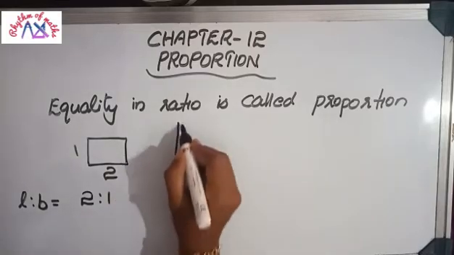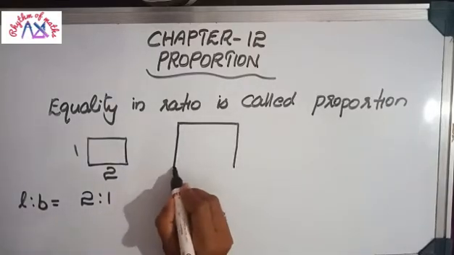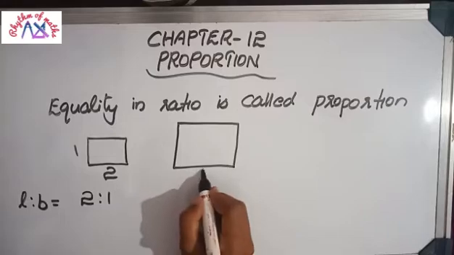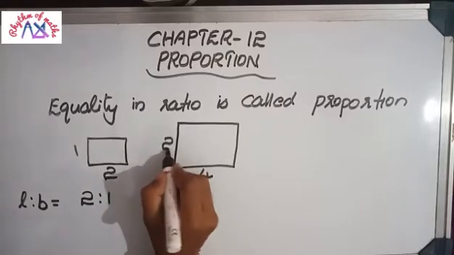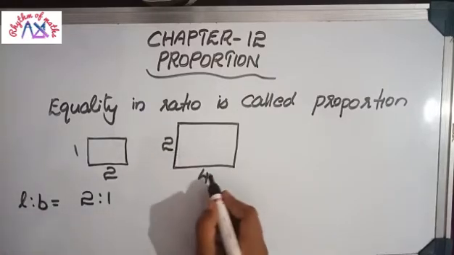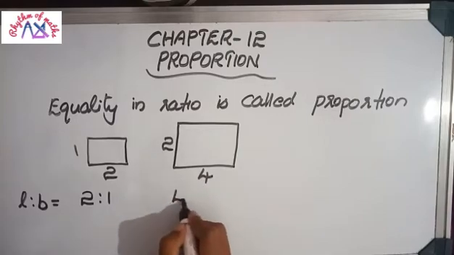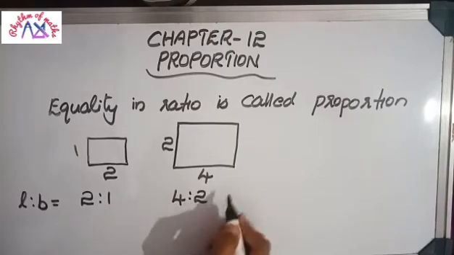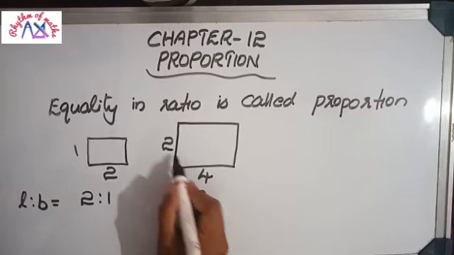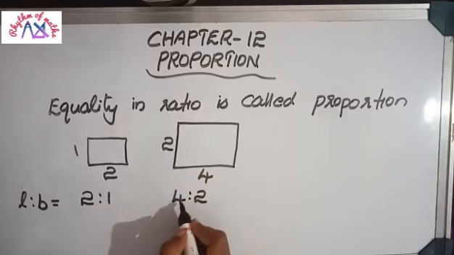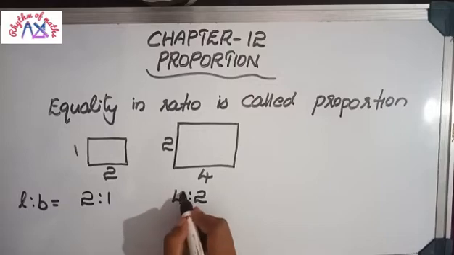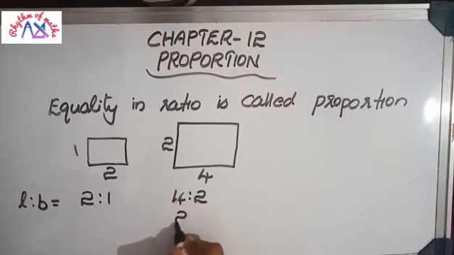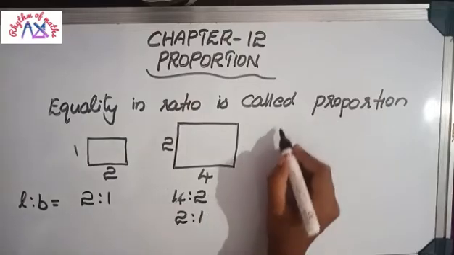If we have another rectangle with length as 4 and breadth as 2, what will be the ratio of length and breadth here? It will be 4 is to 2. What is the simplified form of 4 is to 2? Both are multiples of 2, so we can cancel with 2. In 4, two 2s are there. In 2 only one 2 is there. So here 2 is to 1, here also 2 is to 1 ratio.